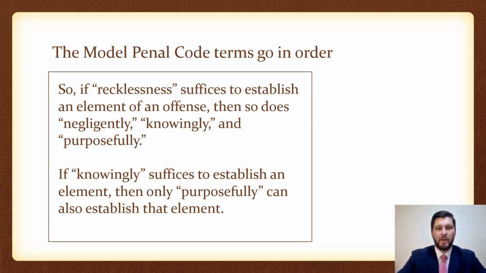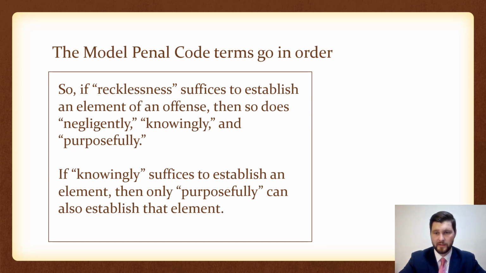And it's important to note that the Model Penal Code terms go in order. So if recklessness is enough to establish an element of an offense, then so is knowingly and purposefully. If it is reckless of me to injure somebody with my vehicle, then it's certainly enough if the prosecution shows I did it purposefully. Absolutely. If knowingly is enough to establish an element, then purposefully can also do that.